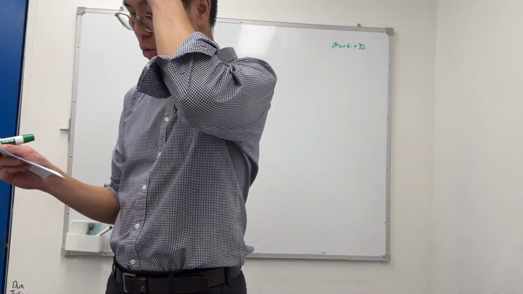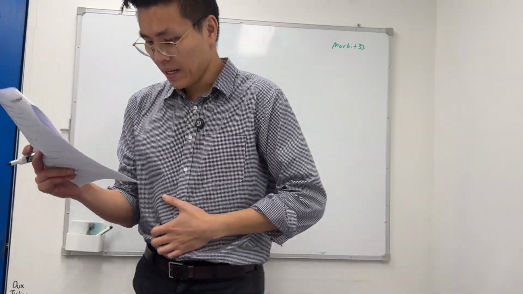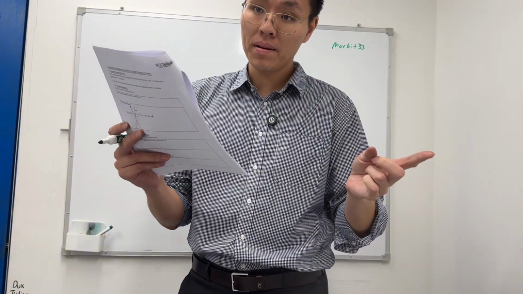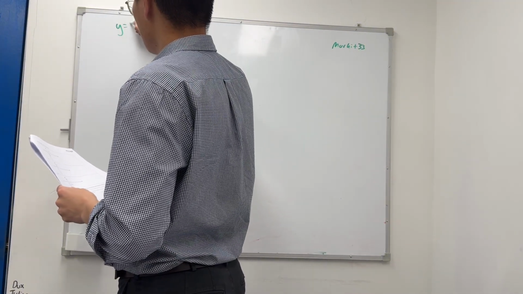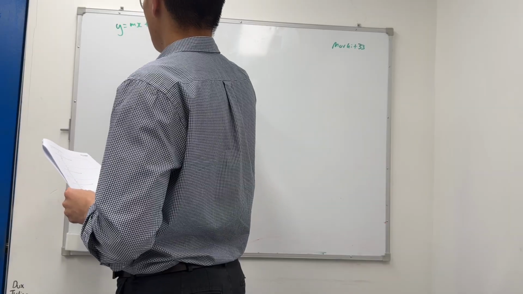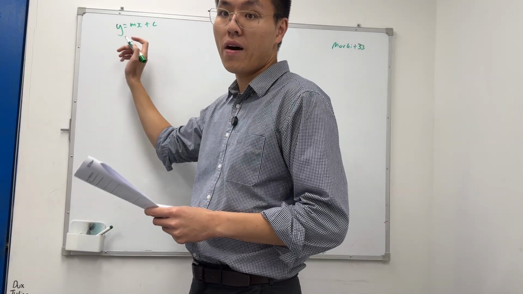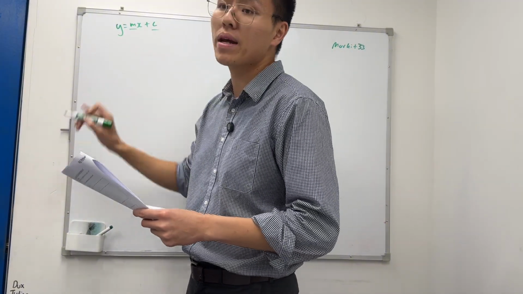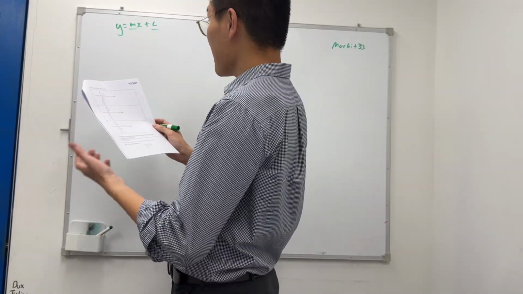Good. Okay, so we have these 2 points, A and B, that lie on the line. Step number 1: we have the gradient intercept form of the line, y equals mx plus c. So in order to fully define this line, we need to find m and c, and that's it, because x and y remain as variables.